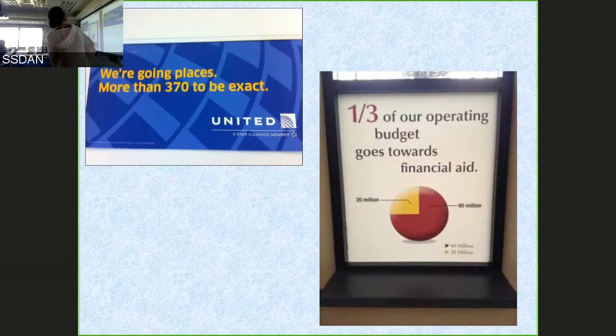These are some other examples here. This is an advertisement for United Airlines where they say we're going places more than 372 fast. And here's another: one third of our operating budget goes towards financial aid. And they have 20 million out of 80 million. And they even have the pie chart, which is more than one third.